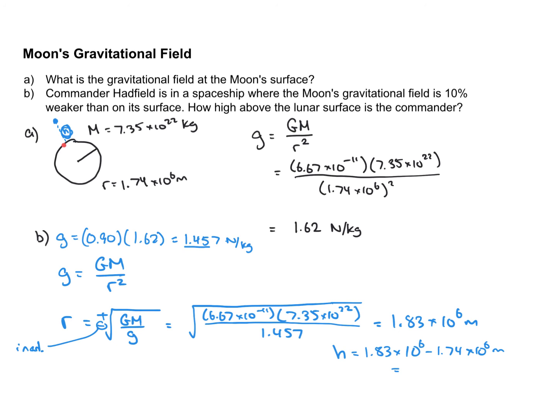leaving me with 0.09 times 10 to the 6, which is not actually proper scientific notation. So I can write that as 9 times 10 to the 4 meters. That would be how high above the surface Commander Hadfield is from the moon.